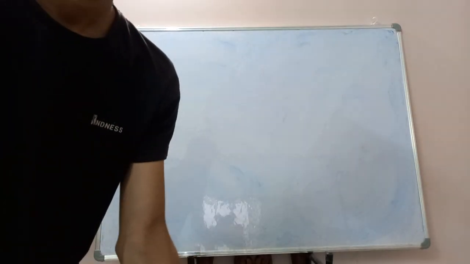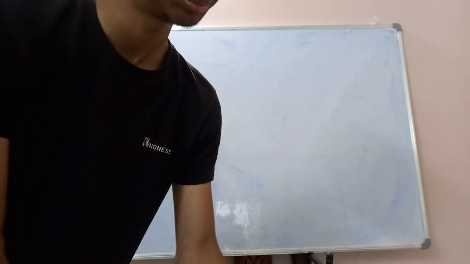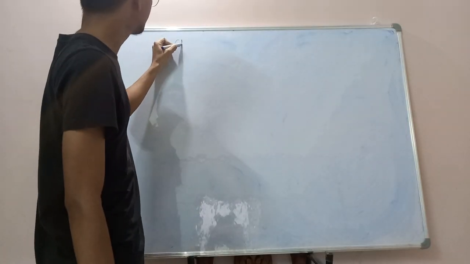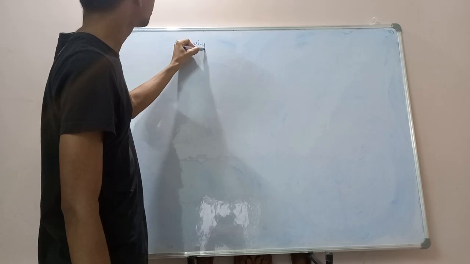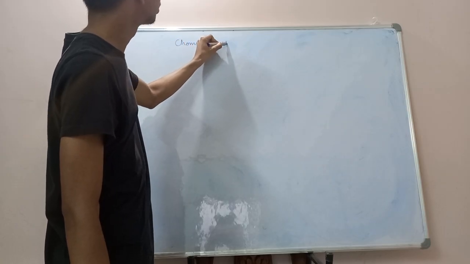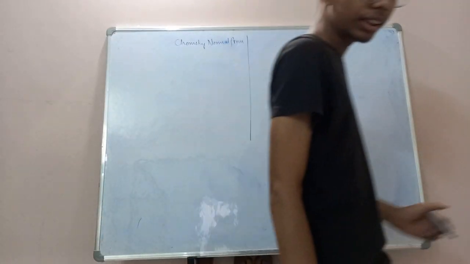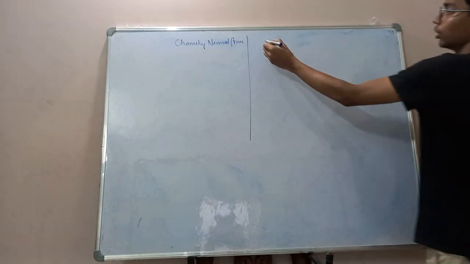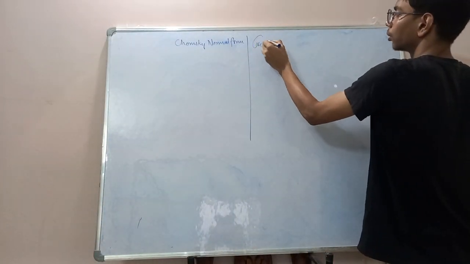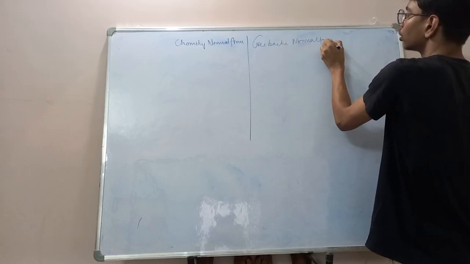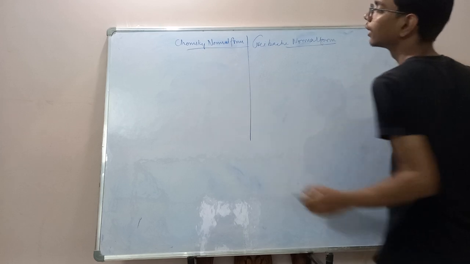In this video, we will be discussing AFL, and we will discuss the difference between CNF, which is Chomsky normal form, and another, which is Greibach normal form. So what are these two things?